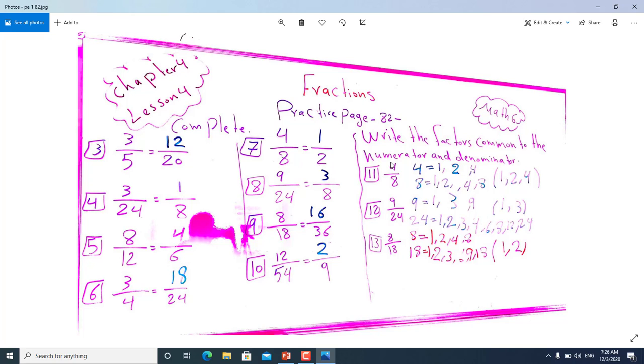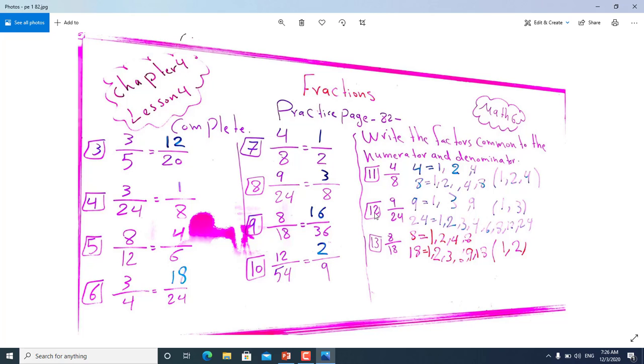From number 11, we have 4 and 8. You write all the factors for 4 and 8. From 4, we have 1 times 4, it's 4, and 2 times 2, it's 4. But we write 2 one time. And from 8 we have 1 times 8, it's 8, and 2 times 4, it is 8. We don't have any else. 3 is not a divisor of 8, so you don't have 3 from the factors. So the common factors between them are 1 and 2 and 4.